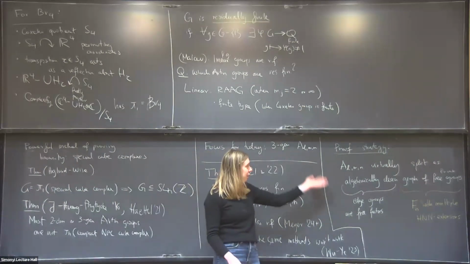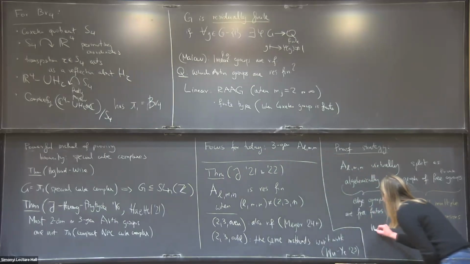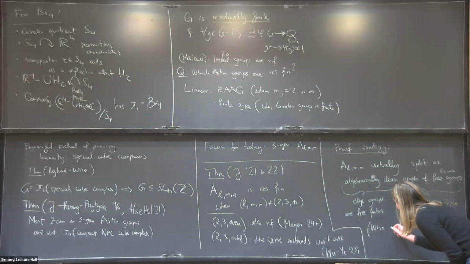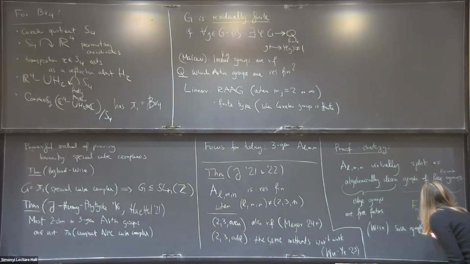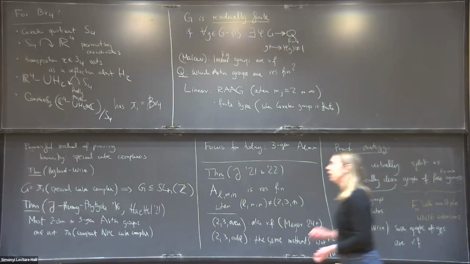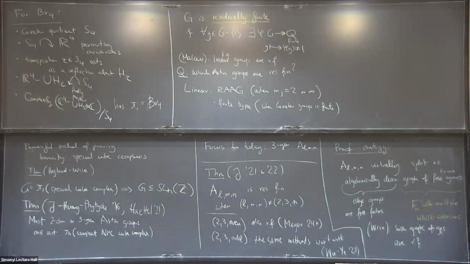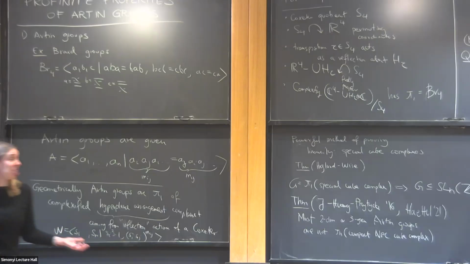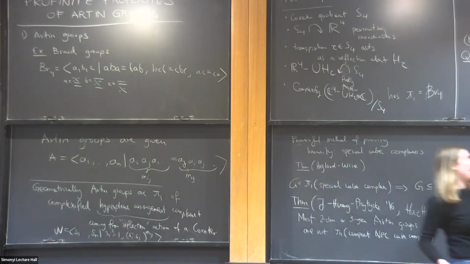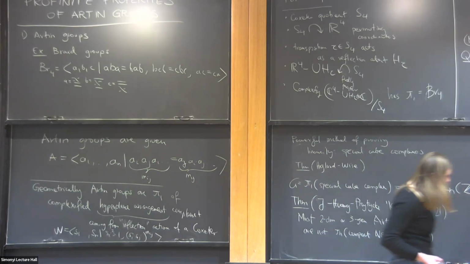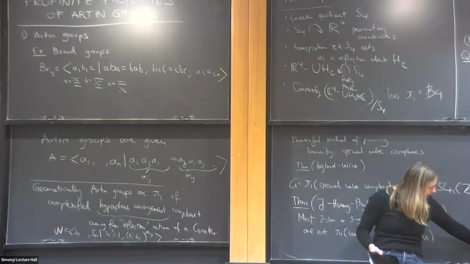So this is kind of the strategy. Maybe I should also say right away, I don't remember what year this is, such graphs of groups are residually finite. And this really is not very hard. The hard part is to prove this statement, and I can explain this.